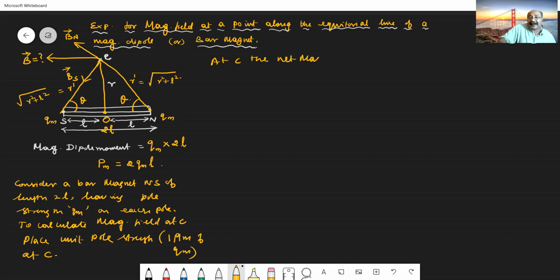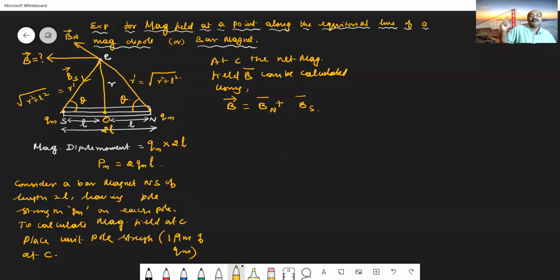The net magnetic field B vector can be calculated using the superposition principle. That is, B vector is equal to the vector sum of the magnetic field developed at C due to the North Pole and the magnetic field developed at C due to the South Pole. So this B vector we have to calculate. For that, first of all, I am calculating the magnetic field at C due to North Pole and due to South Pole.